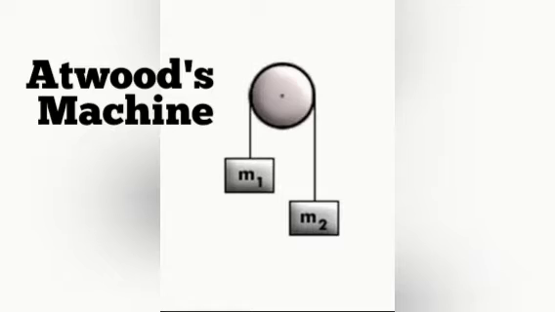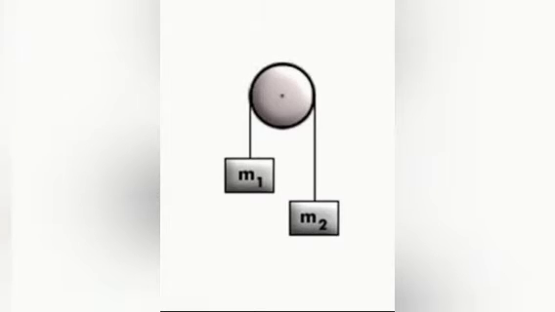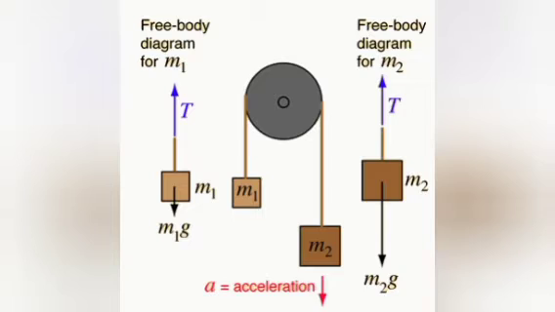The ideal Atwood machine consists of two objects of mass m1 and m2 connected by an inextensible massless string over an ideal massless pulley. In this illustration, we can see the free body diagram of the two masses. m1 and m2 are the same in terms of gravity and tension, but they differ in acceleration.